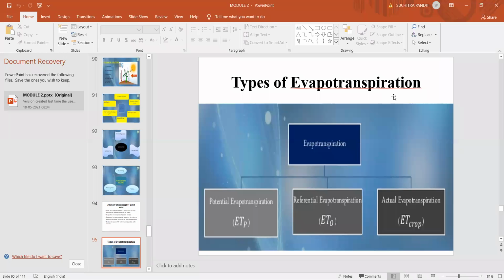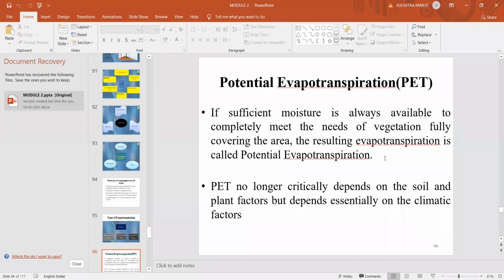Now, types of evapotranspiration. There are three types of evapotranspiration. The first one is the potential evapotranspiration, abbreviated as ETP. Next is the reference evapotranspiration, ETo. And the third one is the actual evapotranspiration. What is the actual evapotranspiration? It is nothing but the consumptive use.